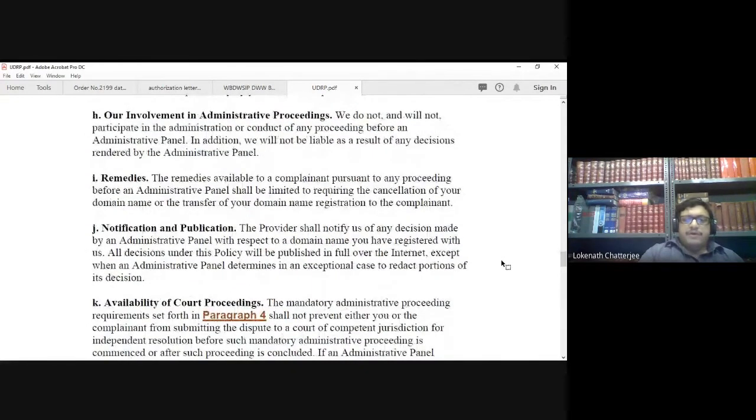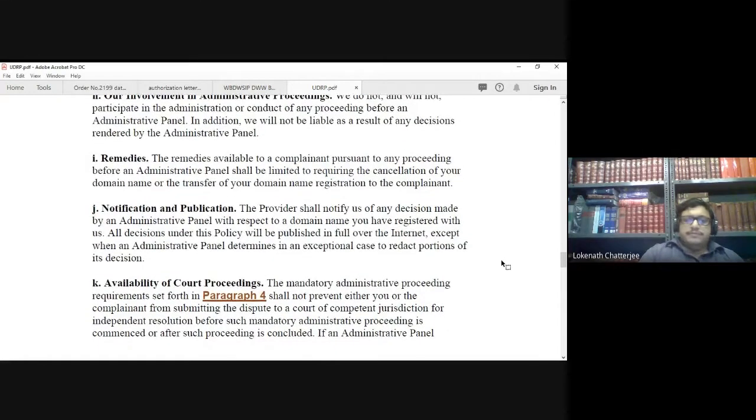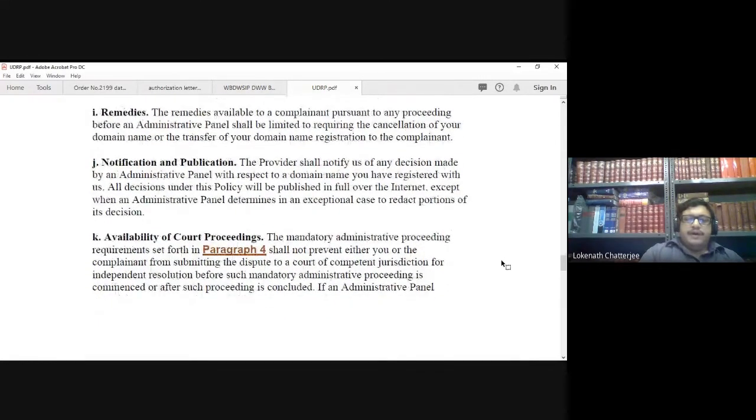What is the involvement of WIPO, ICANN? We will not participate. The remedies shall be limited to acquiring the consultation. What is the remedy? What is the relief that one can pray? One can pray for cancellation of the domain name or the transfer of the domain name in the name of the complainant. These are the two kinds of remedies that one can ask for.